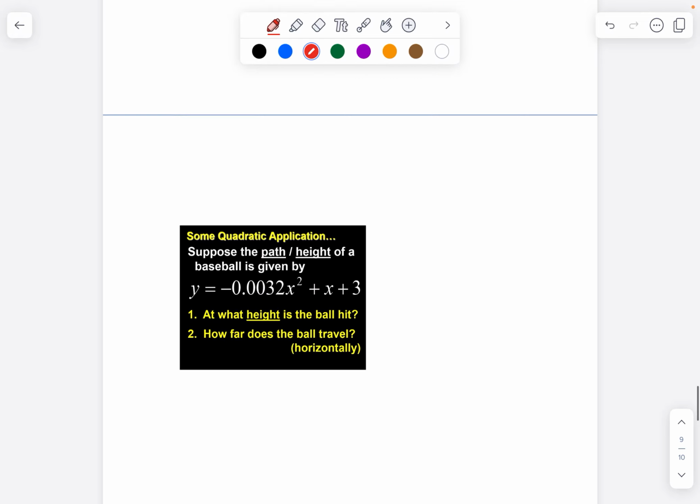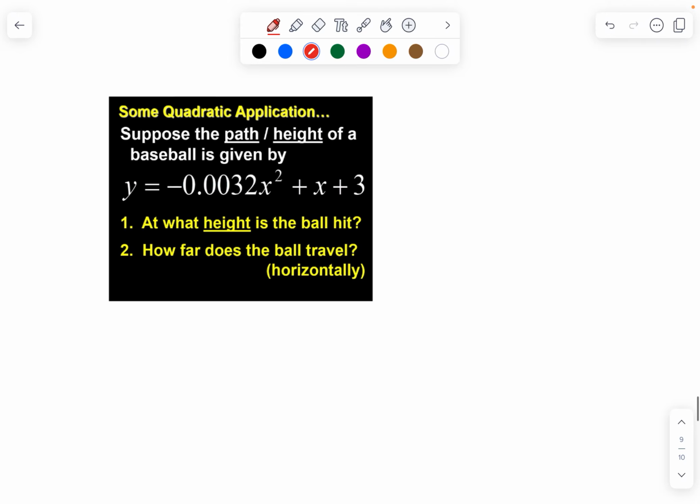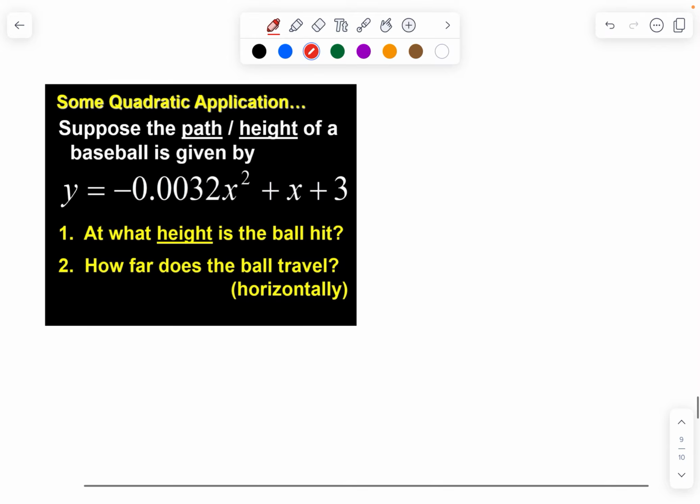Okay, quadratics, honestly, they have some good applications. It's a pretty important type of equation because it has an x squared. Of course, it makes an important graph. It's quadratic. It's a parabola.